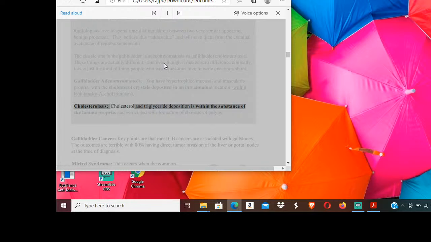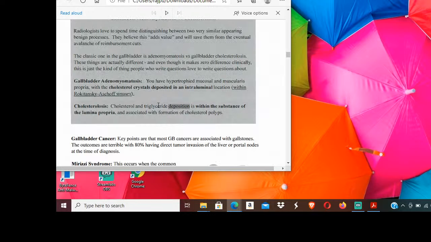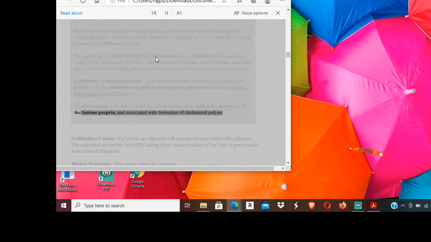Cholesterolosis, cholesterol and triglyceride deposition. Deposition is within the substance of the lamina propria and associated with formation of cholesterol polyps. Gallbladder cancer. Key points are that most GB cancers are associated with gallstones.